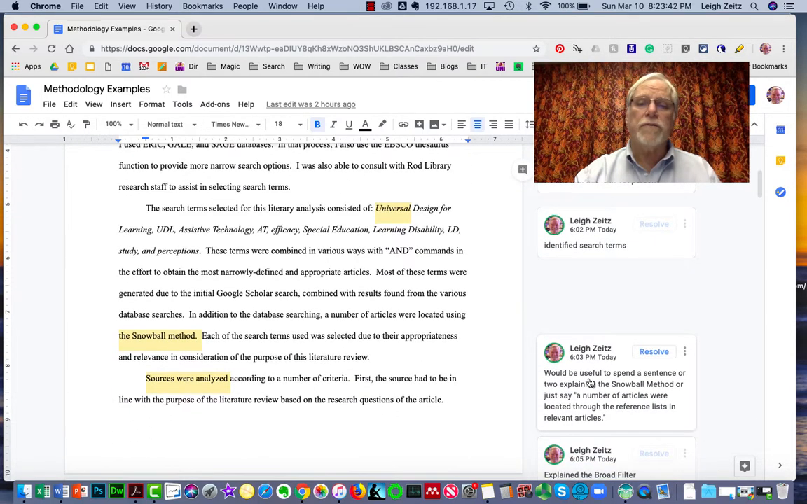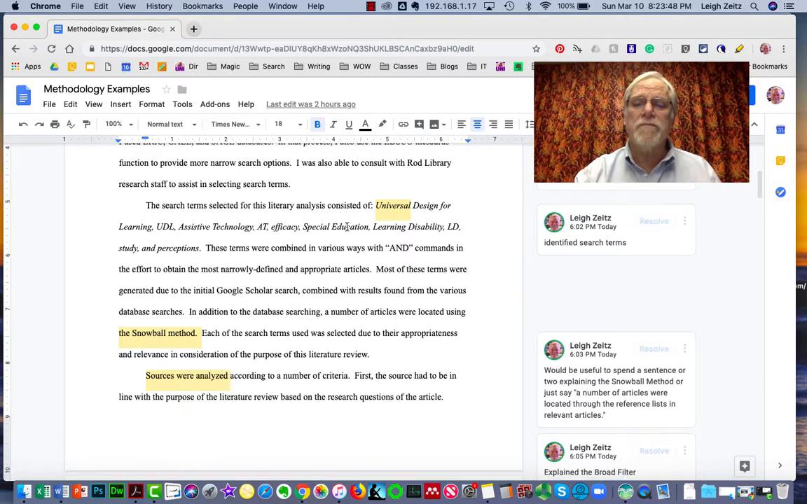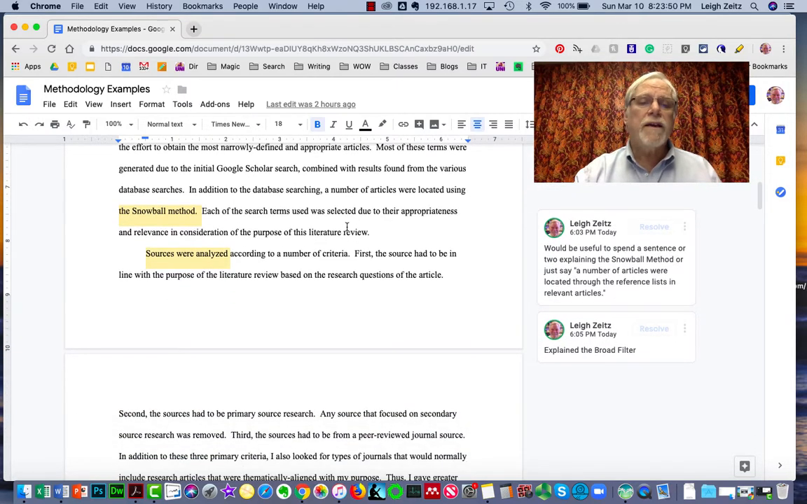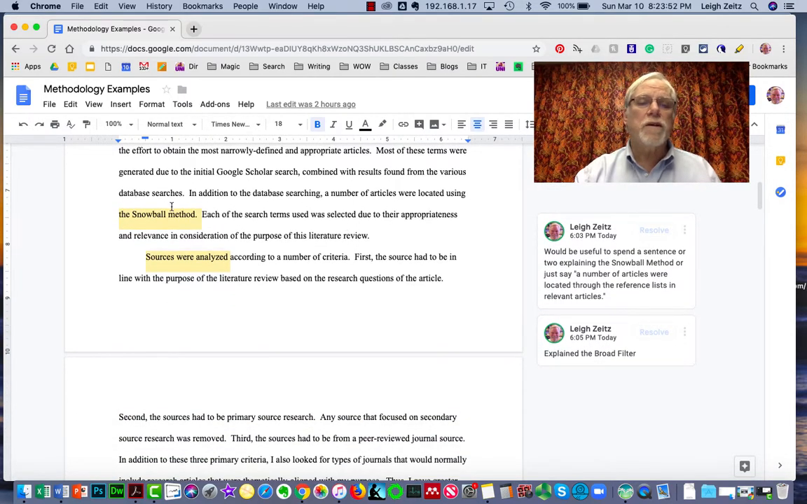Down here, they went through and identified the search terms, put them in italics. I think that's good because it really points them out. Here, it talks about using the snowball method. Now, the snowball method is something you learned about in another class, and actually, Chris Newhouse talked about the snowball method. Some people don't know what that means.